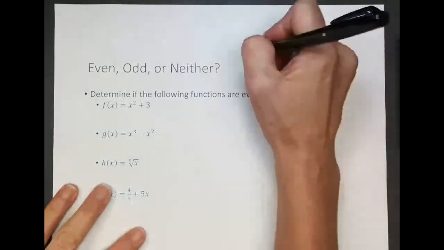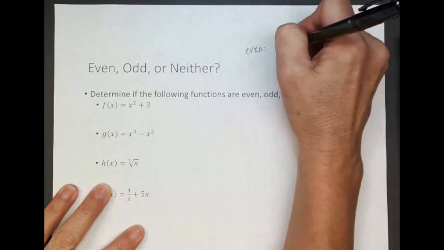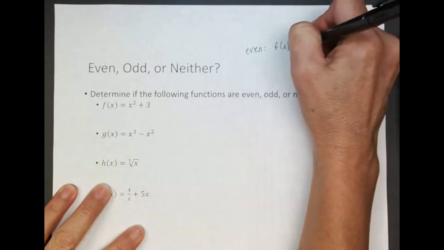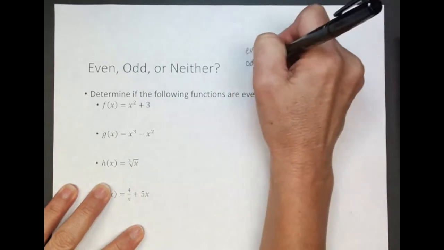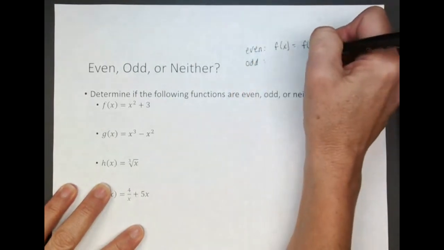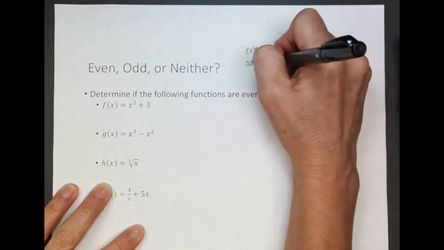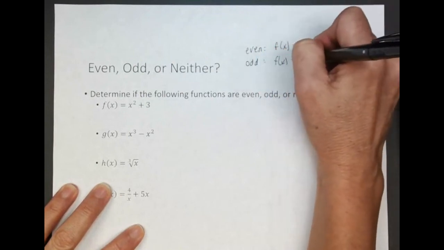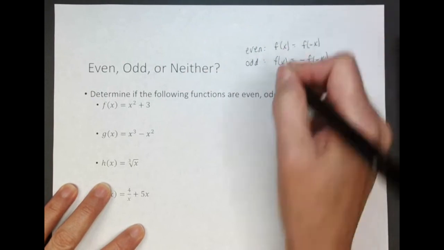So even, I just write it up here. Even means that f of x equals f of -x. And odd means that f of x equals -f of -x. Yeah, that's right.